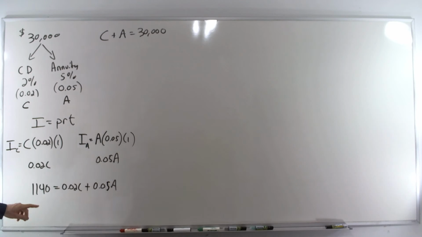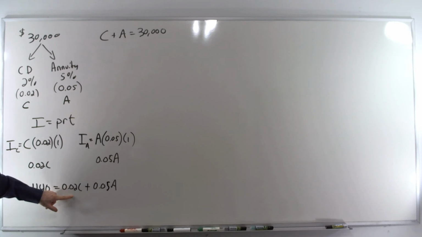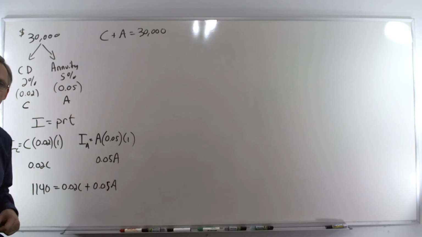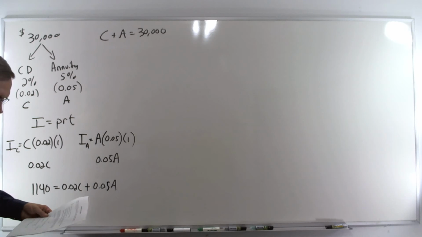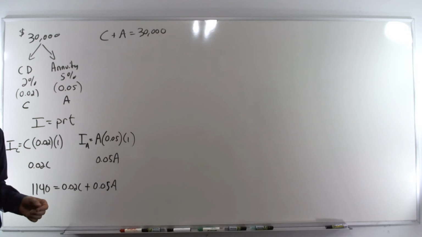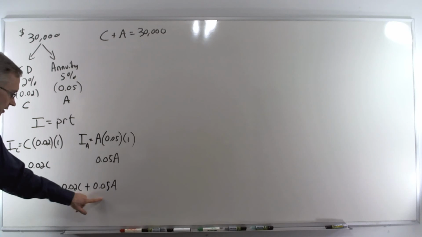All right? Total interest equals the interest from the CD plus the interest from the annuity. Now we've got two equations, now we can solve them. So what I'm going to do is the same thing we did in the last problem: substitute. I'm going to get rid of one of these variables.